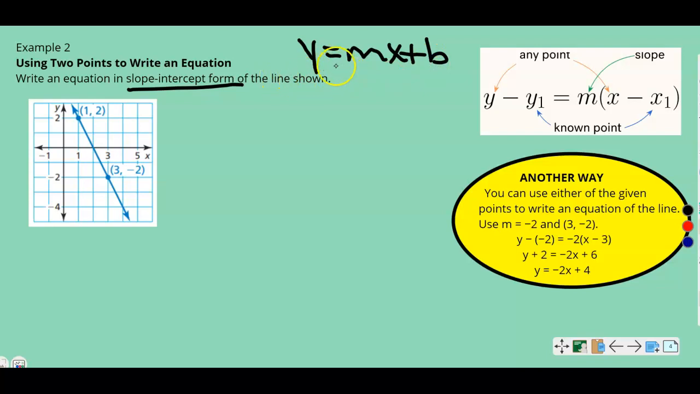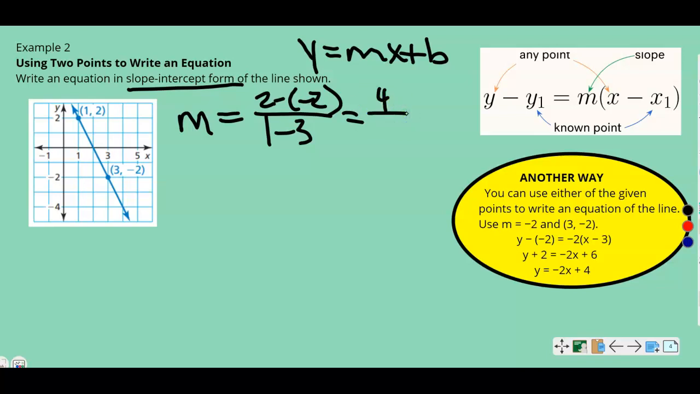All right, so slope-intercept form, y equals mx plus b. All right, so we're given a graph. We're given 2 points. We know that given 2 points, we can find the slope. So let's find the slope. All right, remember it's going to be y minus y, so 2 minus -2, and then x minus x, so 1 minus 3. So 2 minus negative 2 would be 2 plus 2, or 4. 1 minus 3 would be negative 2. 4 divided by negative 2 is negative 2.